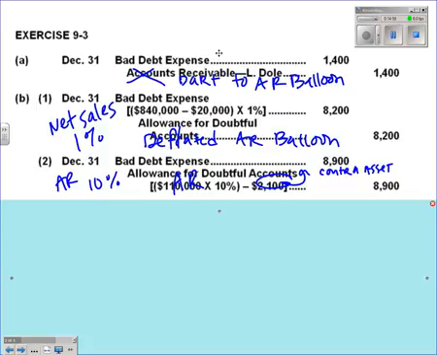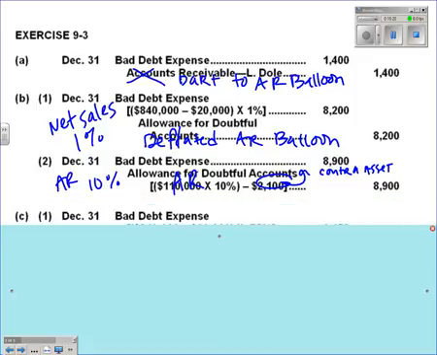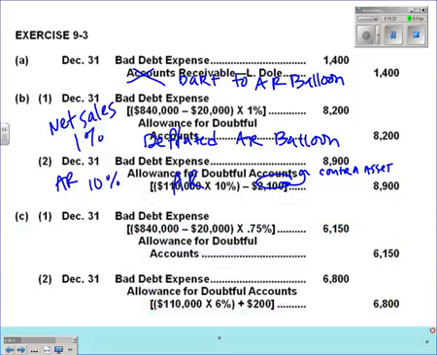Let's go on to C. If allowance for doubtful accounts has a debit balance, before it had a credit balance. Journalize the adjusting entry assuming bad debts are expected to be 0.75% of net sales and 6% of AR. So we're going to do the same thing again, only with a credit balance or a debit balance this time, and you're going to see a plus.